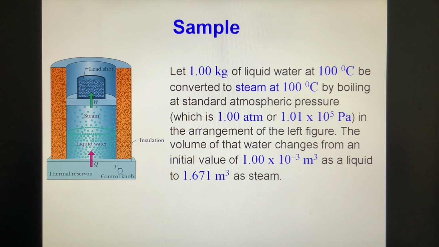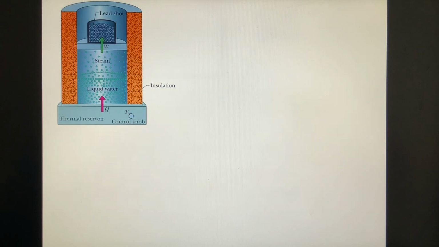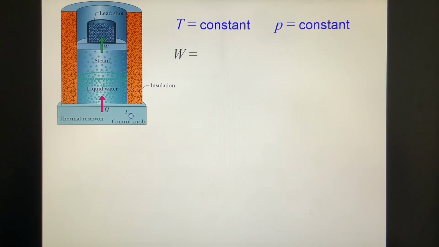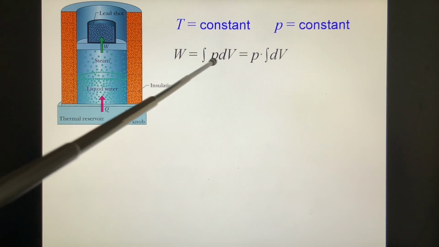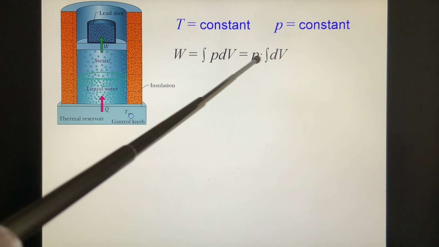Wow, huge expansion. Question A: how much work is done by the system during the process? Temperature is constant and pressure is constant in this case, so the work done equals the integral of P dV. The pressure is constant, it never changes, so take P out and it becomes P delta V.